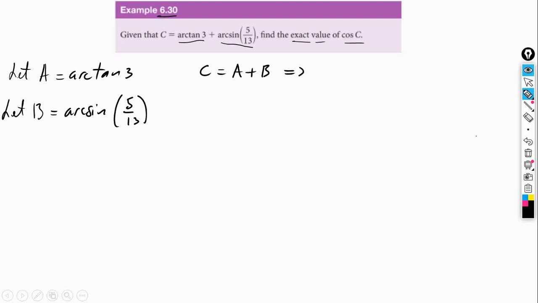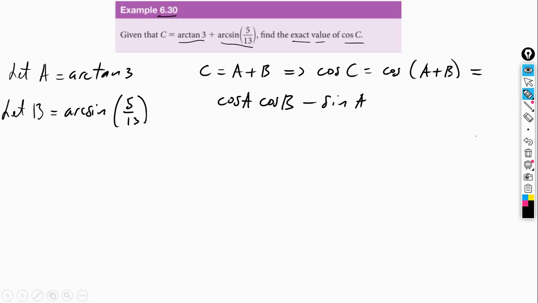And then if we apply cosine to both sides of this equality, we get that cosine of C is equal to cosine of A plus B. But from identities, we know that this is equal to cosine of A times cosine of B minus sine of A times sine of B.